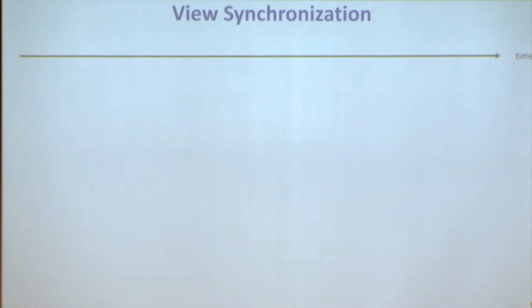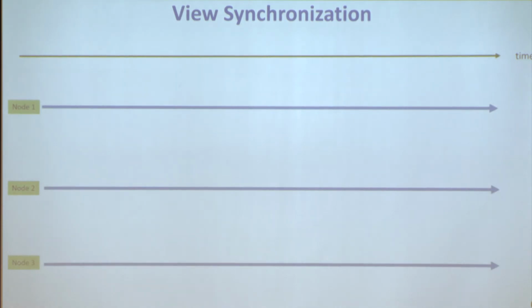So again, let's look at the timeline. Now the axis is time. And let's see three nodes, nodes 1, 2, and 3, which are honest. There is also a Byzantine node, which is not illustrated here.